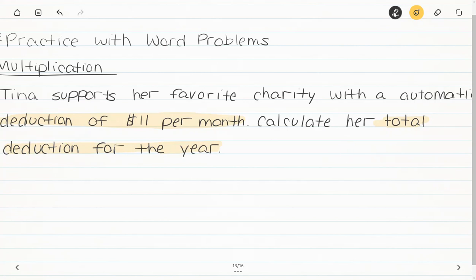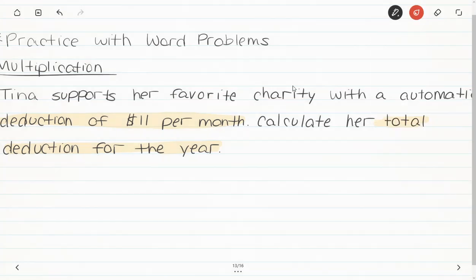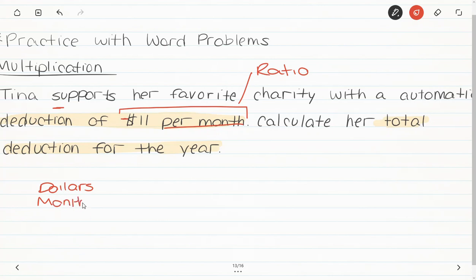So let's start by looking at the front of the problem. I'm going to make some notes here. It says a deduction of $11 per month. Well, deduction would tell us that it is a negative number. So this is actually telling us it's negative $11 per month. Now this whole chunk right here is a ratio. So we can actually treat it like a ratio. So we can compare dollars to months. And I know that's going to be negative $11.